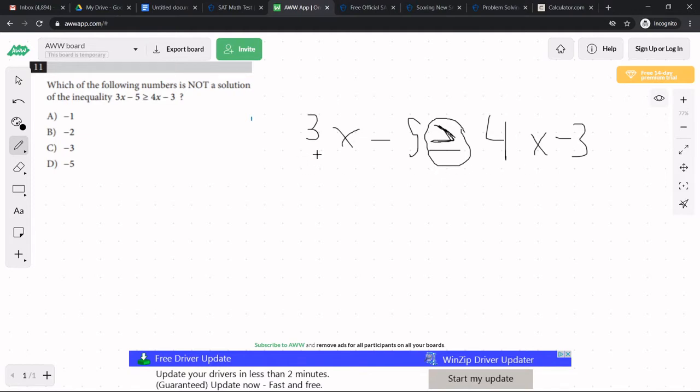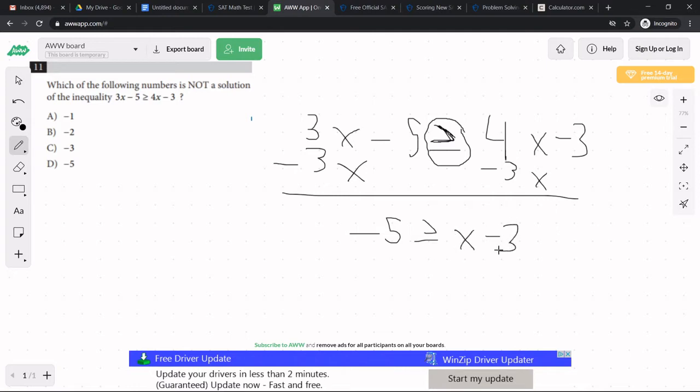So in order to solve this inequality, we've got to get the variable on one side first. So we're going to subtract 3x from both sides to make sure that the variable isn't there on the left. Negative 5 is greater than or equal to x minus 3. And now we're going to add 3 to both sides. Negative 2 is greater than or equal to x.